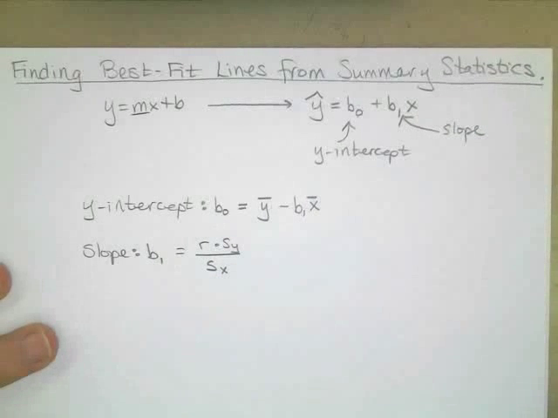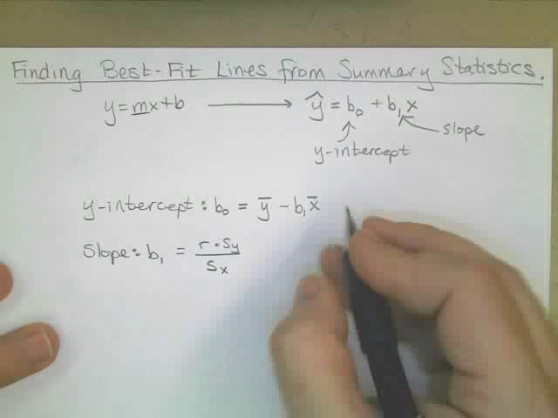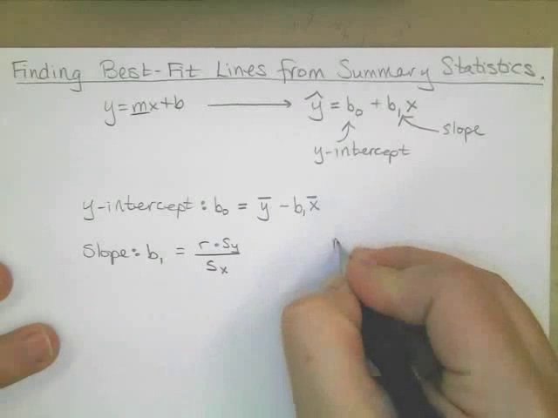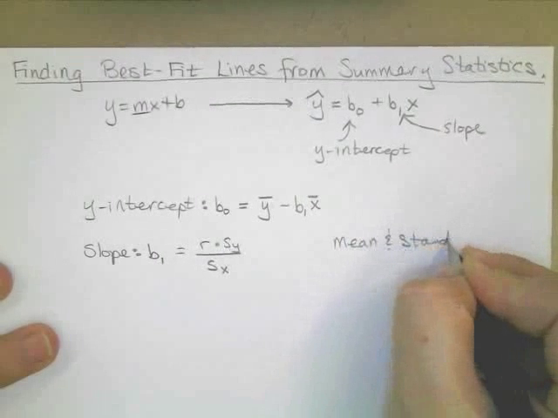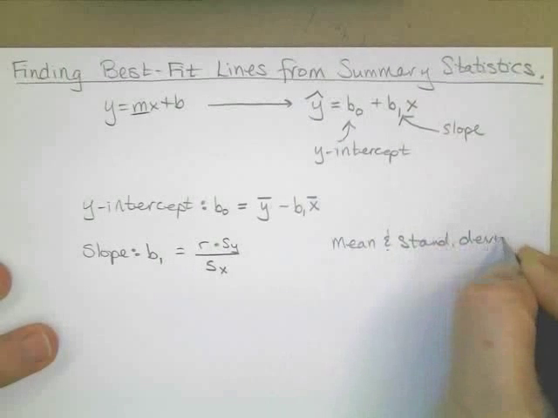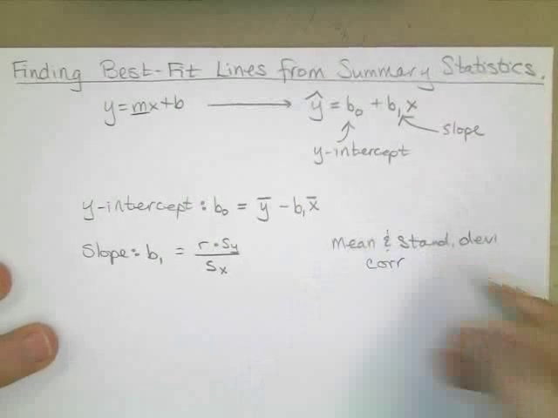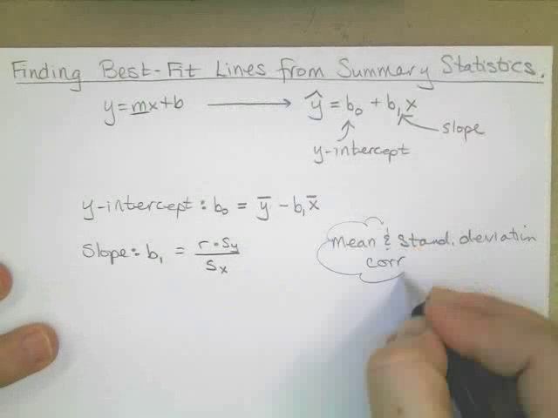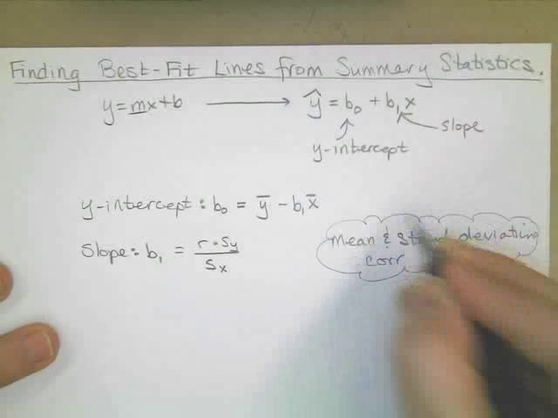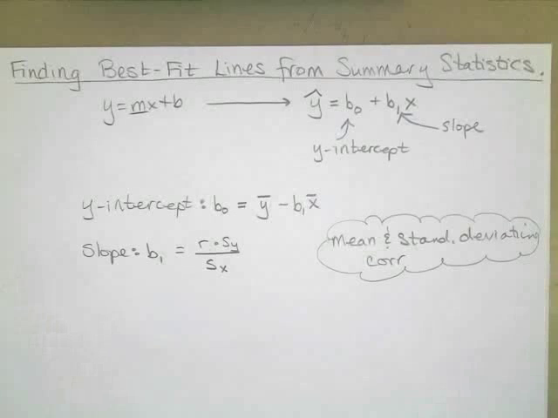So when you do these, you have to have some data. You have to have the mean and standard deviation and the correlation. So those are the different things you're going to need. So there's 5 pieces of information you need. Okay? So let's look at an example.